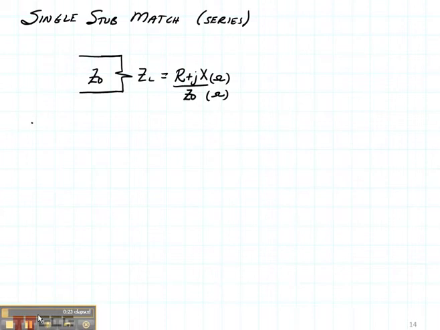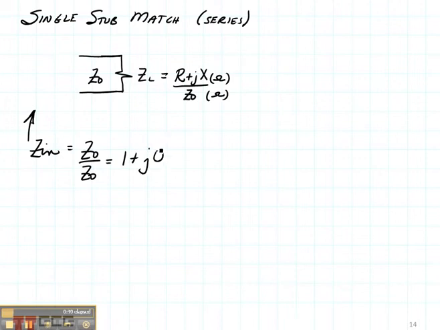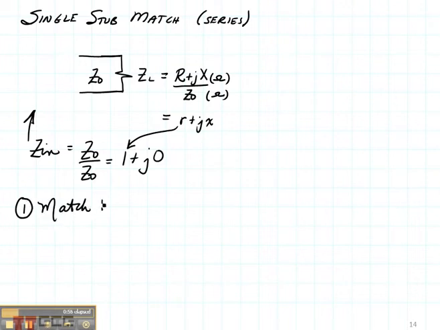It's not matched to the characteristic impedance Z naught, but we want it to be. So we want our ultimate input impedance to equal Z naught so that the reflection coefficient will be equal to 0. If we normalize that, that's going to be 1 plus j0. And if we normalize this, it's going to be R plus jX. Well, in order for this to be matched, we know that our real part has to be matched. That's the first step, the step we just did a minute ago. So the first thing we need to do is match the real part.